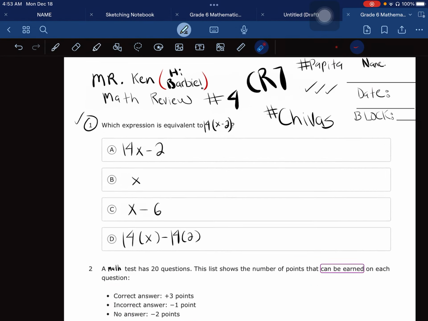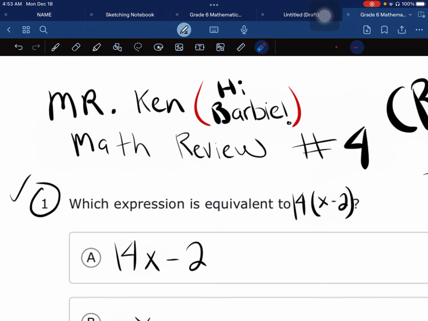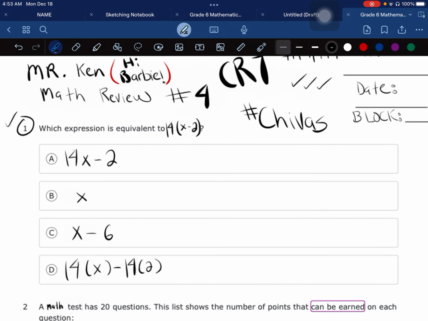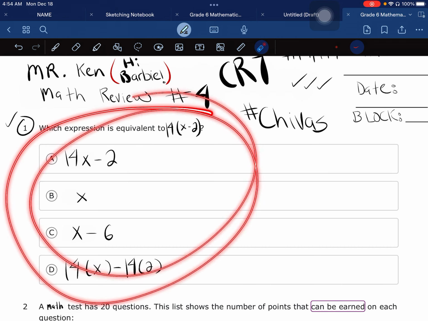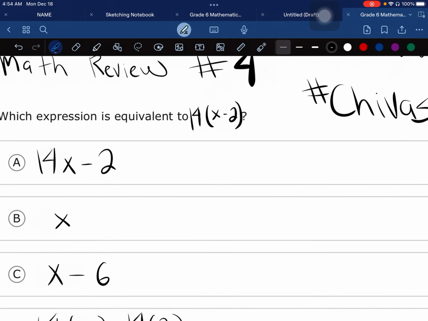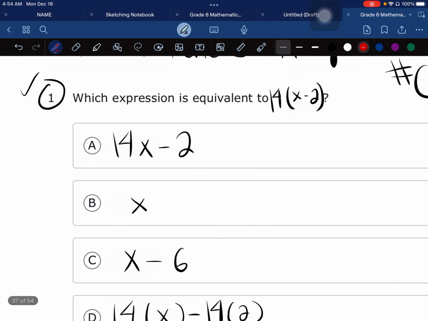Hola chicos, this is going to be math review number 4. Vamos a tratar de ir lo más rápido que se puede. We're going to try to go as quickly as we can, but without confusing you guys. I'm going to try to explain it as thoroughly as I can, as in depth as I can, but trying to go a little bit faster.